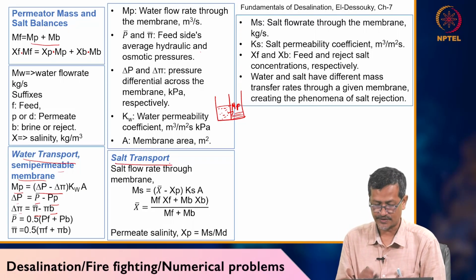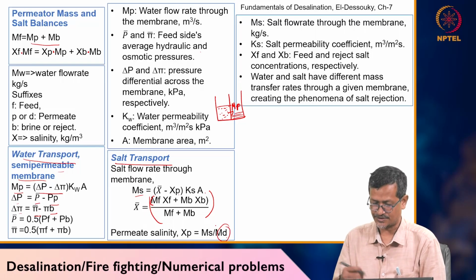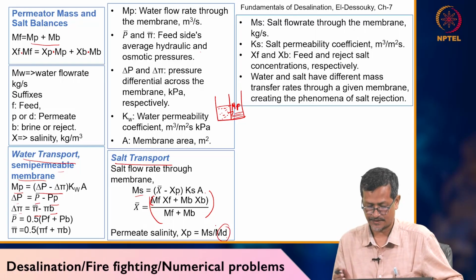Now for salt transportation, you have one formula: MS equals (X bar minus XP) KS A. The X bar formula is this one. Permeate salinity XP equals MS divided by MP, where MP means the discharge or permeate amount.